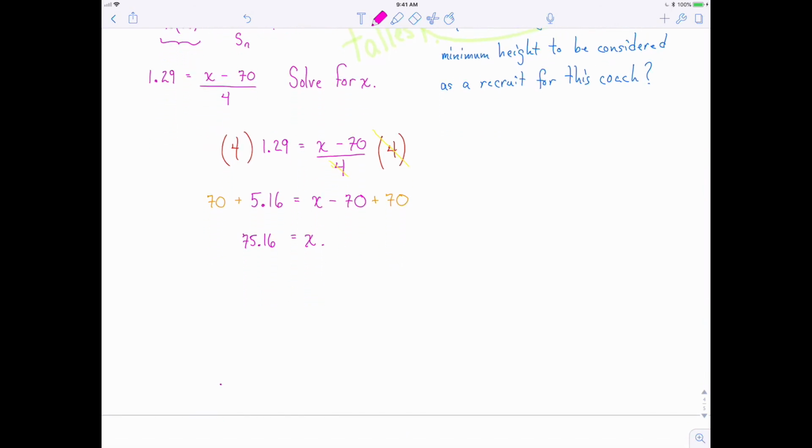So, in other words, a recruit must be 75.16 inches or taller to be considered by this coach.